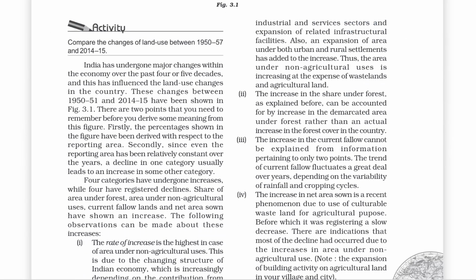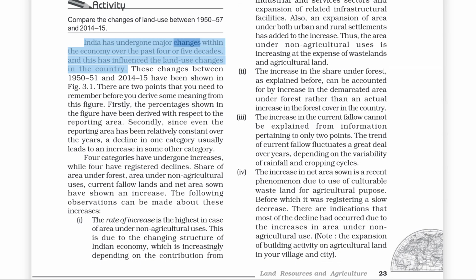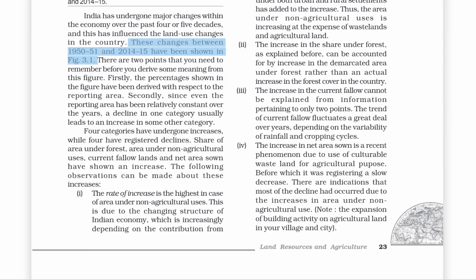Land resources and agriculture. Compare the changes of land use between 1950 to 51 and 2014 to 15. India has undergone major changes within the economy over the past 4 or 5 decades, and this has influenced the land use changes in the country. These changes between 1950 to 51 and 2014 to 15 have been shown in Figure 3.1.